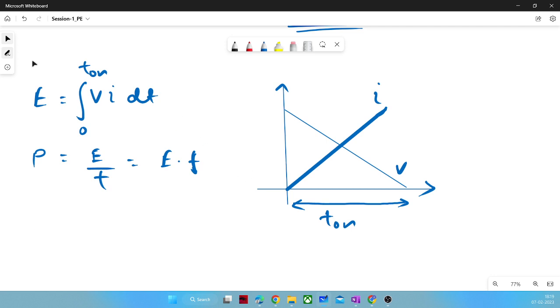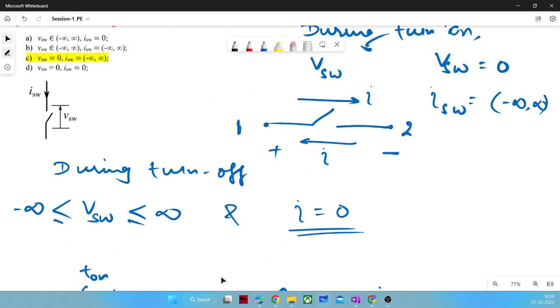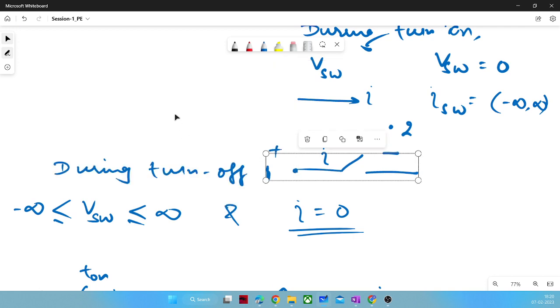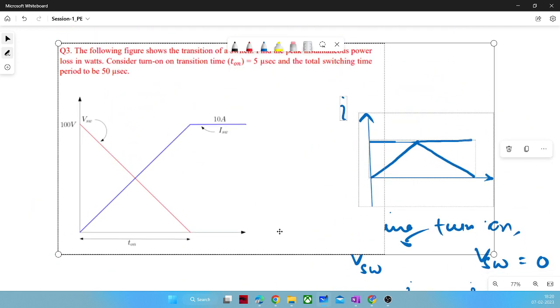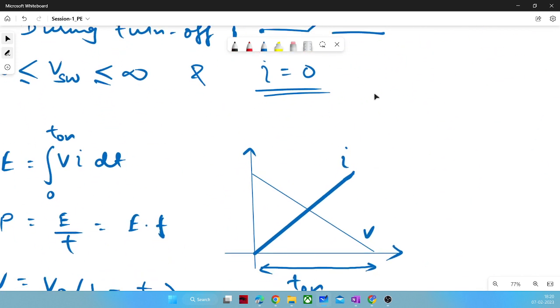So we will start by deriving the energy expression here. For that, we need the expressions for both voltage and current. Since voltage is a drooping slope, we can write it as V naught into 1 minus T by T on. V naught is given as 100 volt and I naught is given as 10 ampere. So we will plug in those values.